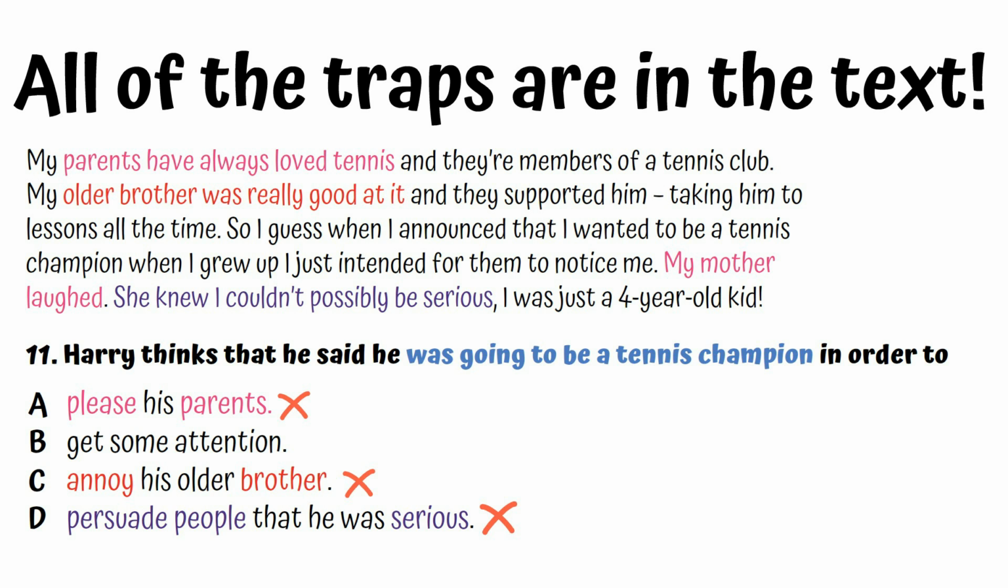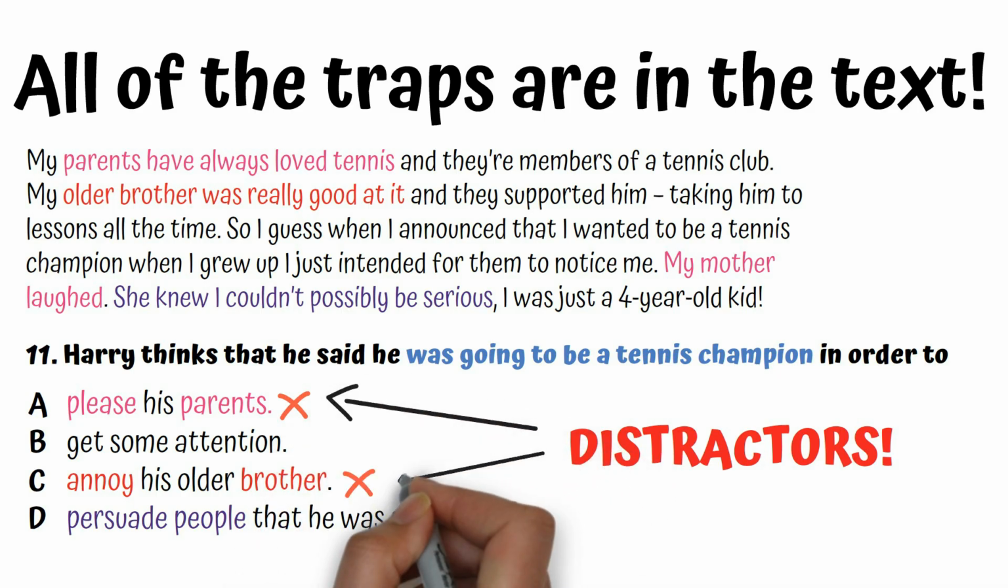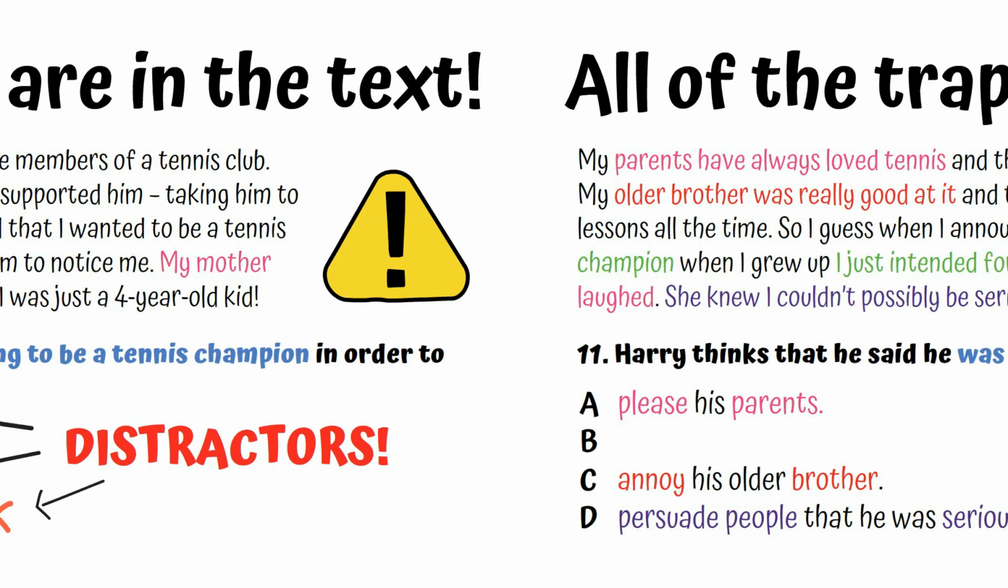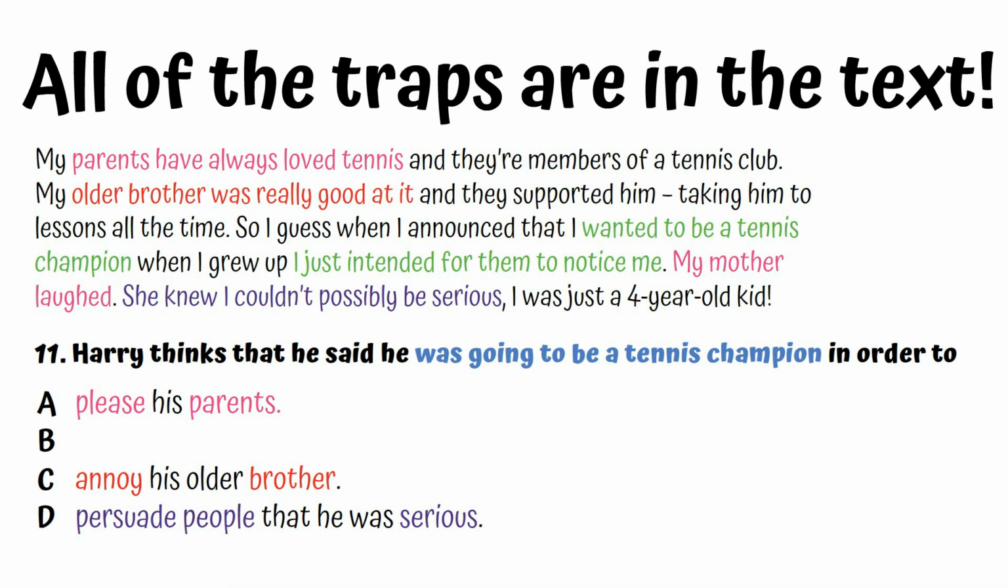Notice how all the traps, also known as distractors, are all mentioned in the text. I have used 3 different colours so that you can clearly see the 3 traps in the text. This is what makes the activity so difficult. What's the correct answer? The correct answer is B.